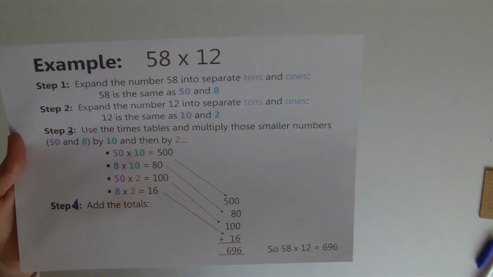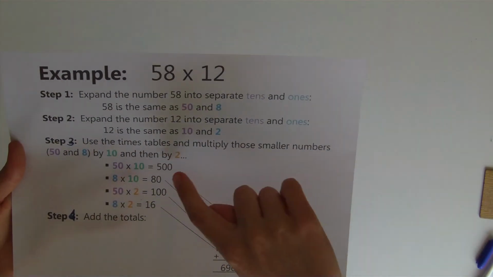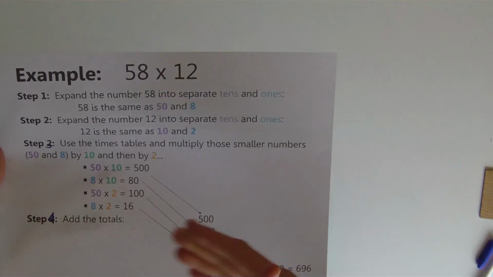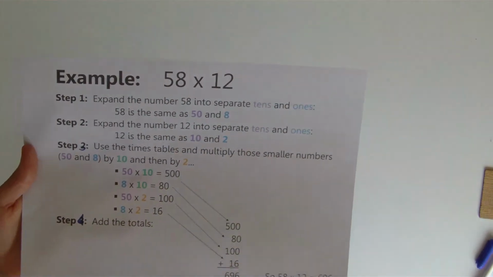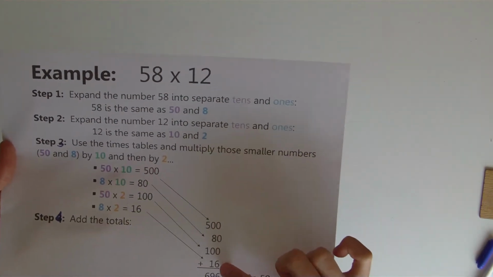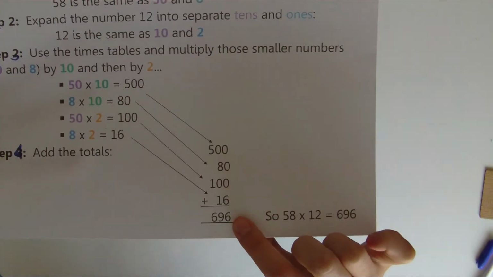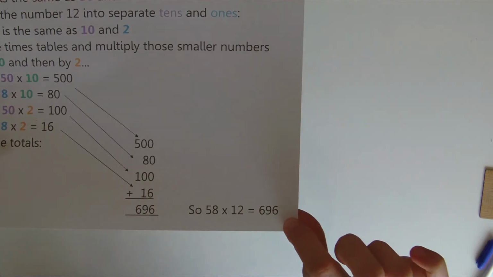Practice makes perfect, so remember that we are going to be able to practice this afterwards. So once you've got these small totals, you just add them up to find the major total, to find out what 58 multiplied by 12 equals, or 58 times 12. And we've got 500 plus 80 plus 100 plus 16 equals 696. So 58 times 12 is 696.